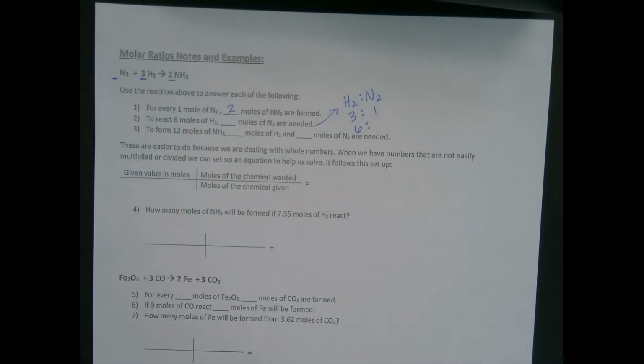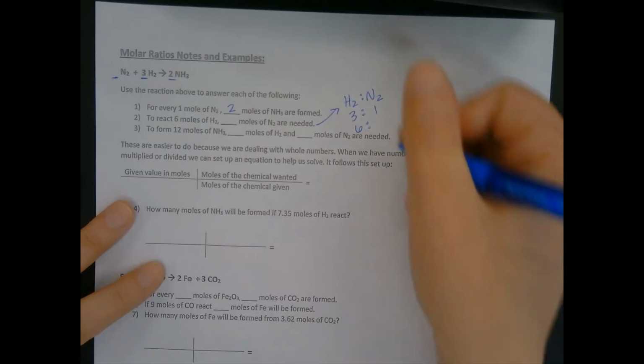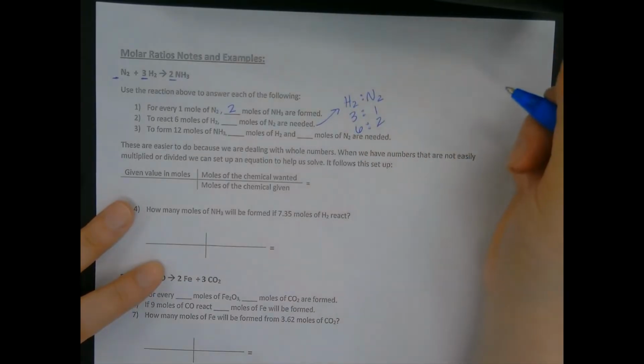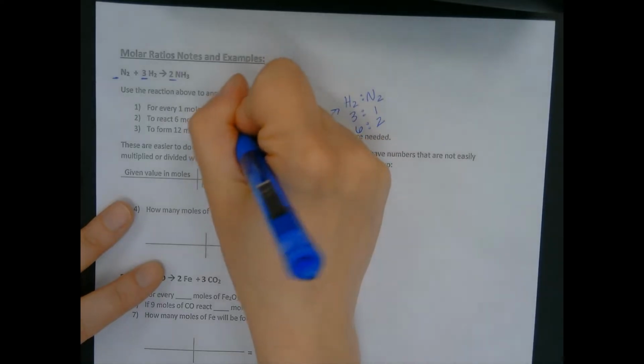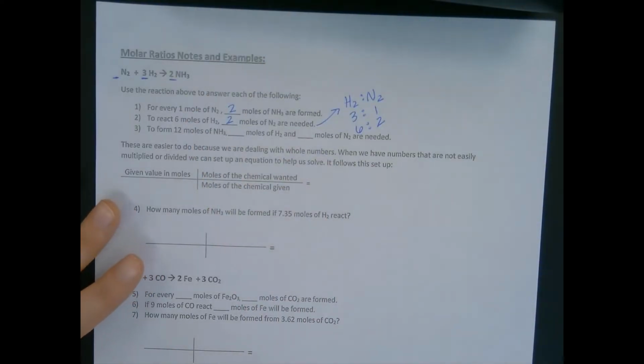Okay, well, it's a 3 to 1 ratio, right? And it will only ever exist as a 3 to 1 ratio. So if I have 6 H2, 6 moles of H2, then how many moles of N2 are you going to need? 2. A 3 to 1 ratio is the same as a 6 to 2 ratio. It's the same. Same ratio.